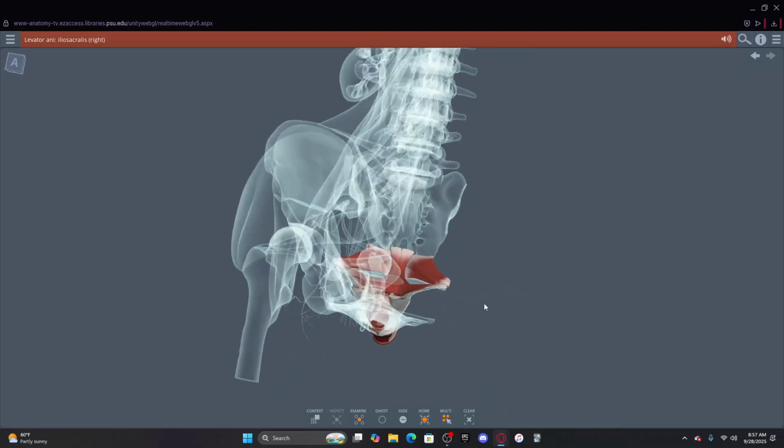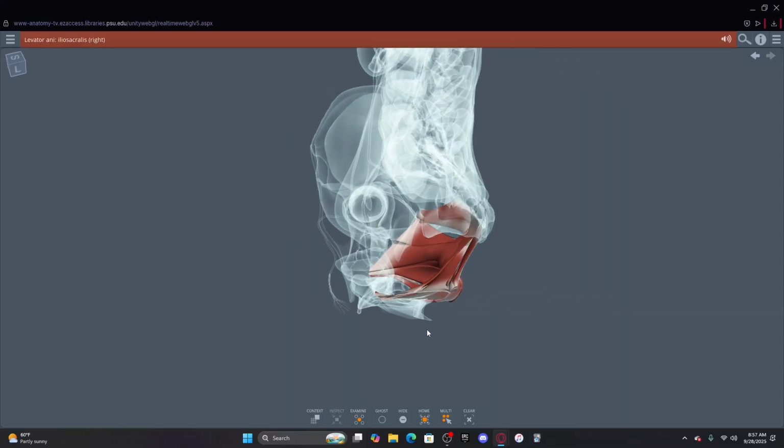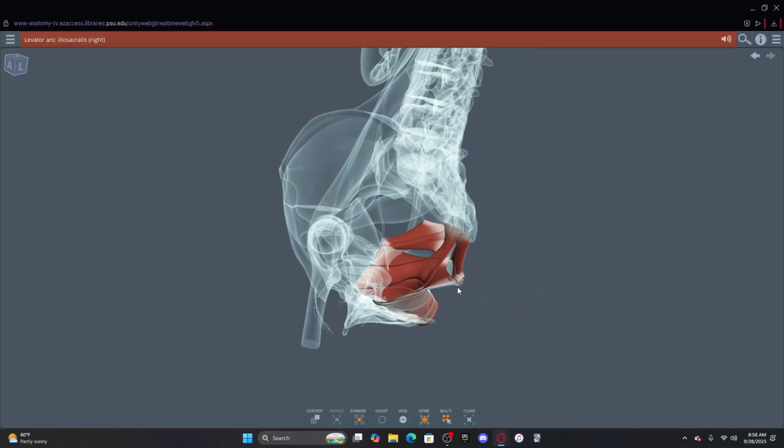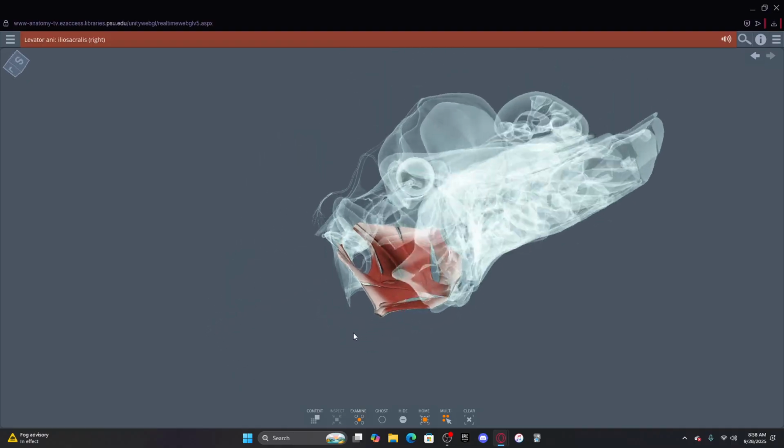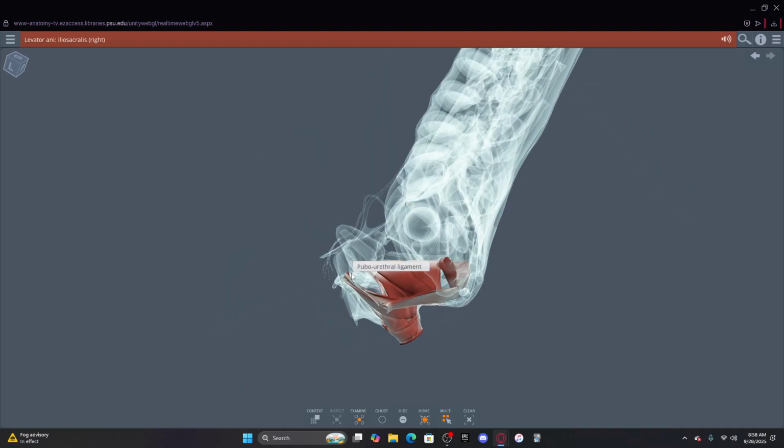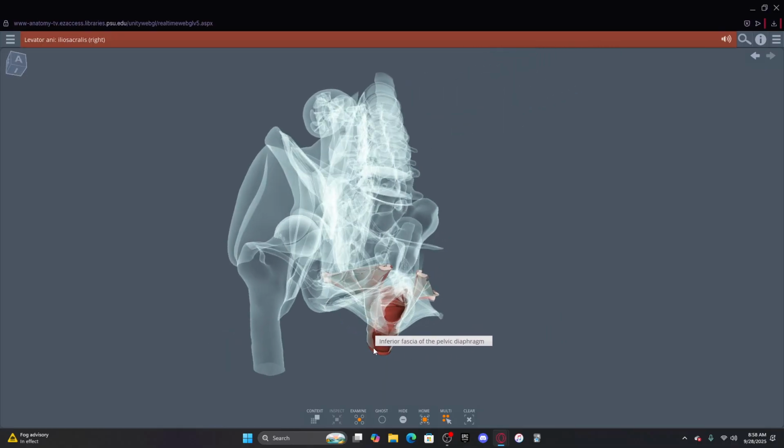If I were to just examine here, you can see the extent. Levator ani is literally raising the rectum. Some people say anus when trying to remember the spelling of the term, but it's raising the rectum. These are two muscles that are holding up the pelvic floor, holding up all the pelvic organs that are in the pelvis and perineum.